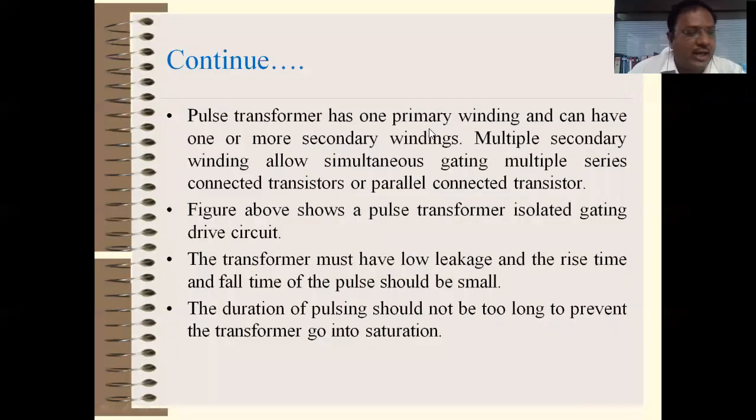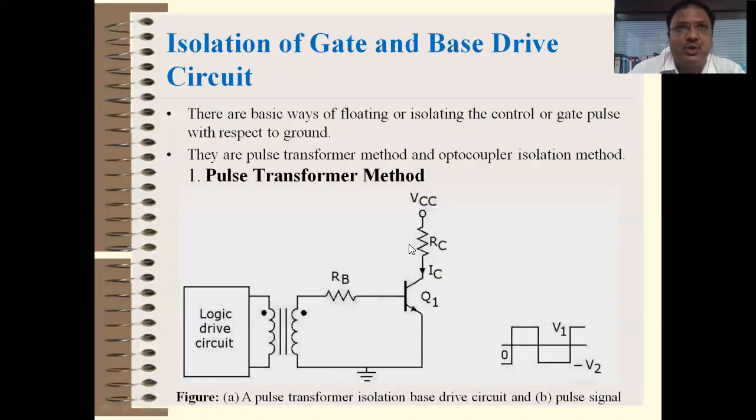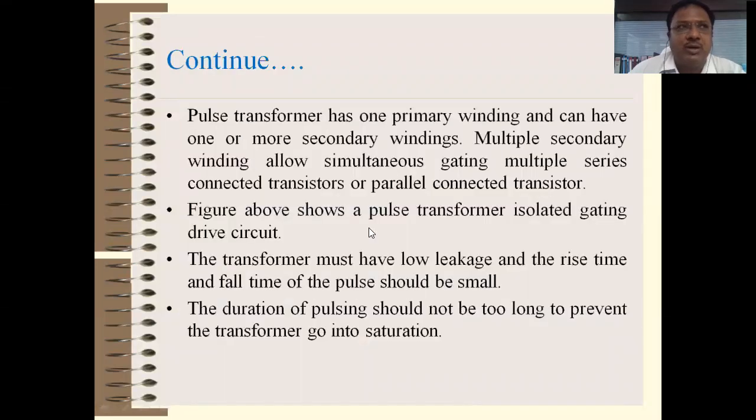This pulse transformer has one primary winding and can have more than one secondary winding, because in our figure only one secondary winding is shown. This secondary winding triggers only one transistor, but you can trigger more than one transistor simultaneously using the same triggering pulses. So a pulse transformer may have two or more secondary windings, that is, multiple secondary windings, allowing simultaneous pulses to multiple series-connected or parallel-connected transistors. So you can trigger two or three transistors at the same time with the same triggering pulse, and it is actually required.